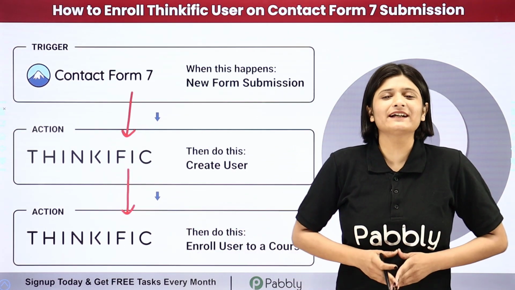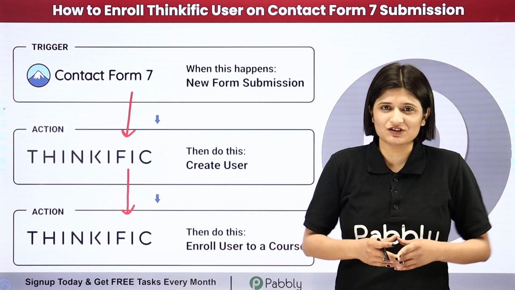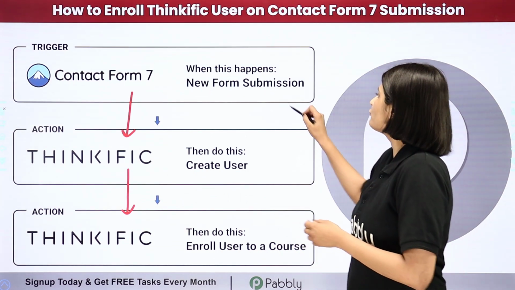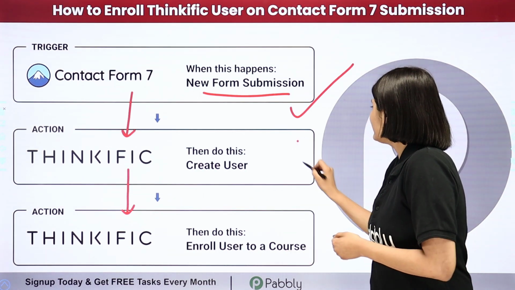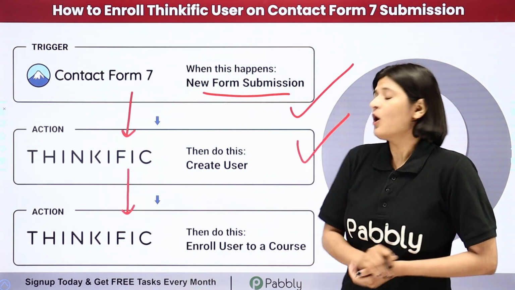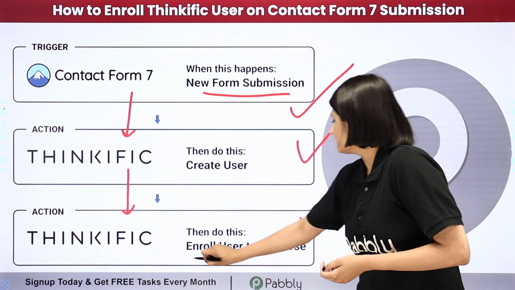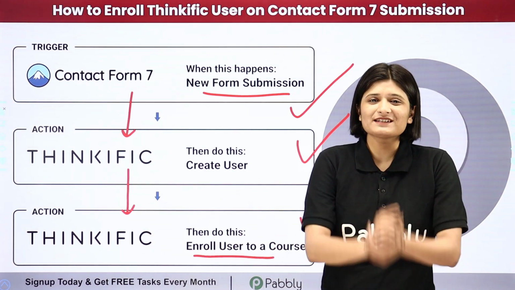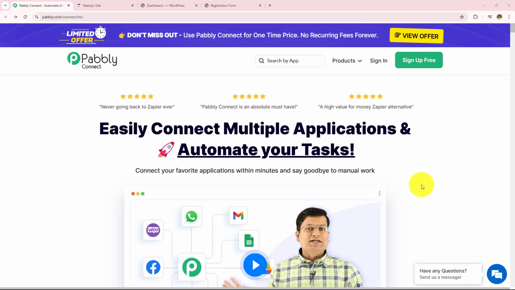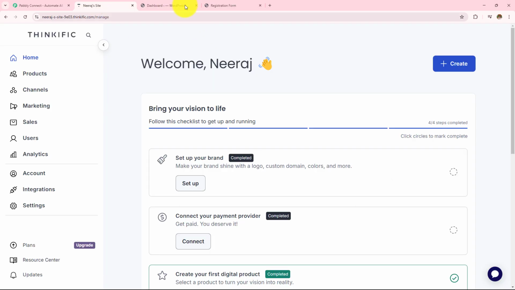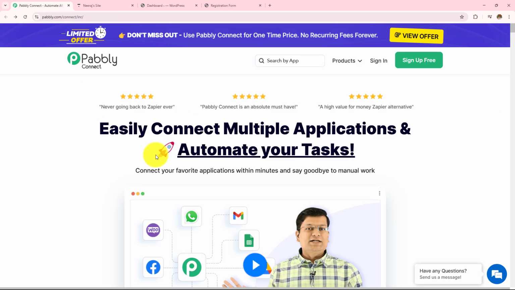With the help of Pabbly Connect, I am going to build this connection in such a way that whenever I receive a new form submission in my Contact Form 7, a user will be automatically created in my Thinkific account and then automatically be enrolled in the course. Now, if you want to learn this amazing automation step by step, then let me take you all to my screen. In this video, we are going to learn how to enroll Thinkific user on Contact Form 7 submission. For this, we are going to create automation between Thinkific and Contact Form 7 with the help of Pabbly Connect.